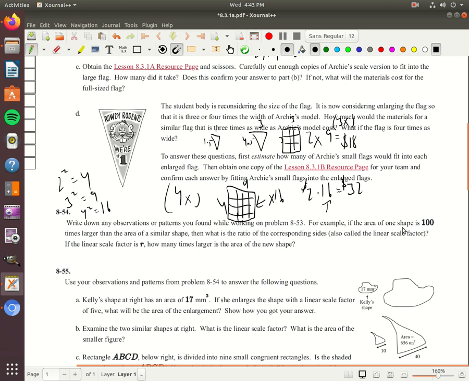So for example, if the area of one shape is 100 times larger than the area of a similar shape, so we're talking about the area is 100 times bigger. Well, that must mean it's 10 times bigger here and 10 times bigger here, because 10 times 10 is 100. So if the area of one shape is 100 times larger than the area of a similar shape, then what is the ratio of the corresponding sides? Well, I would say that the sides are 10 times bigger in this direction and in this direction. And that's what gives you your area growth of 100. And again, I hope that makes sense.